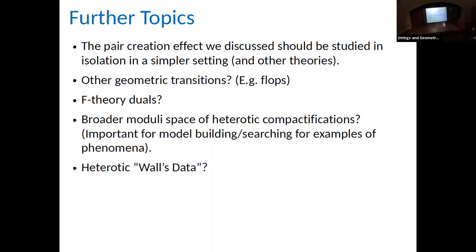It also raises the question of what is the minimal information I have to tell you about a manifold and a bundle to specify the field theory. So the so-called Wall's data for a Calabi-Yau threefold tells you what a type II bit of physics is going to observe about a Calabi-Yau geometry. We could ask the same thing now for manifolds and bundles.